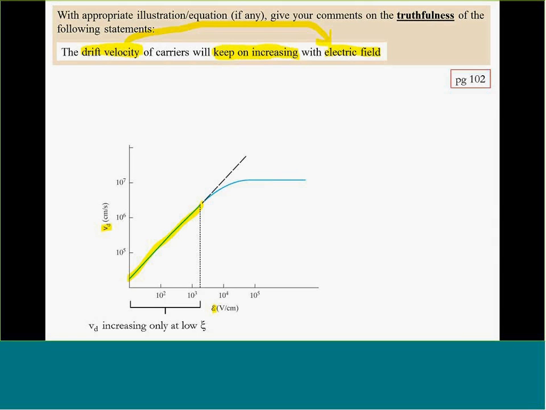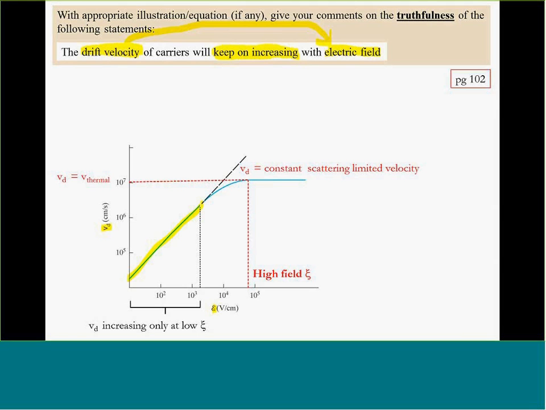But at high field, especially when your drift velocity is approximately equal to your terminal velocity, you find that at this particular time, the drift velocity is constant, or it can be called scattering limited velocity. So you can see now that definitely the statement that the drift velocity of carriers will keep on increasing with electric field is partially true at low E, but not at high E field.